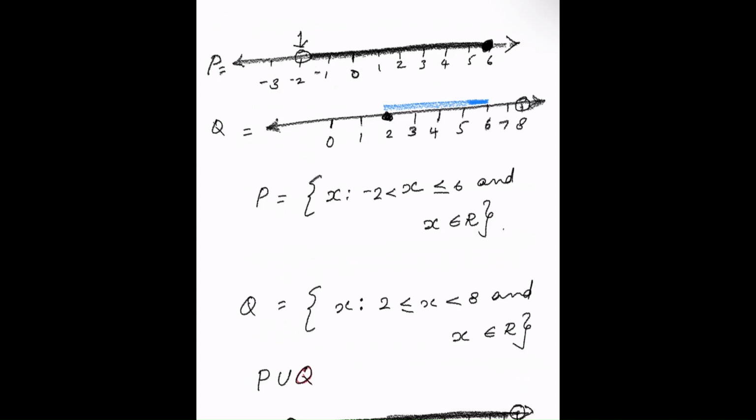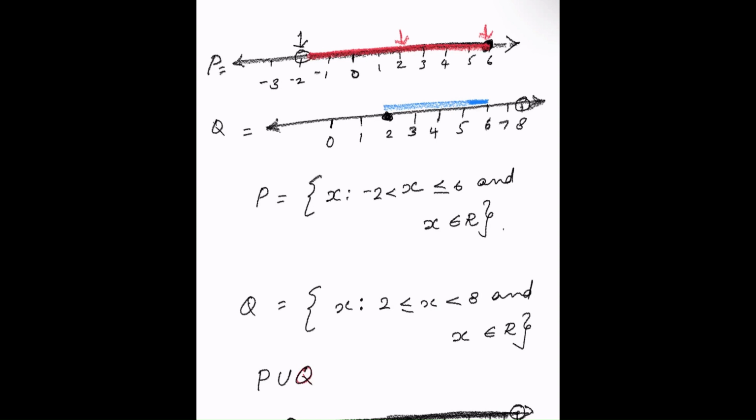Now I'm talking about P minus Q. In P minus Q, we are looking for the elements that are present in P but not in Q. These are the elements that are present in P, but not in Q. From 2 to 6, this much area is already present in Q, so we don't want that. We will exclude that and write only from -2 to 2.